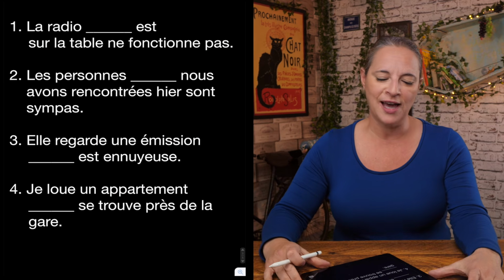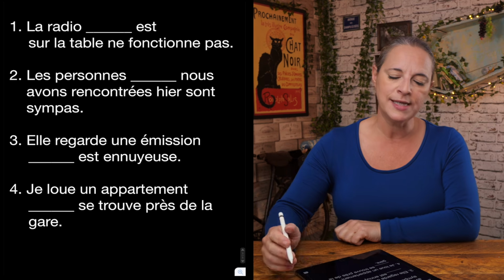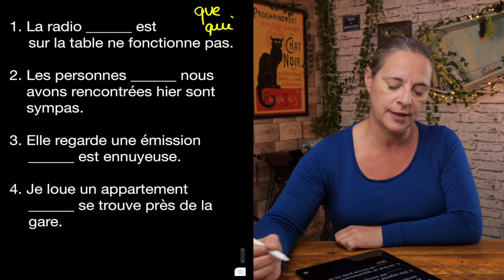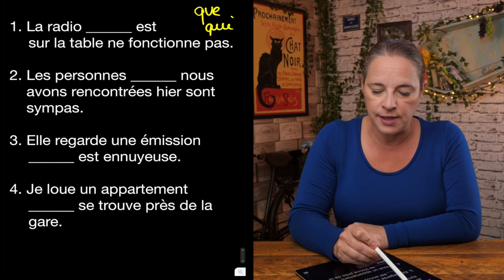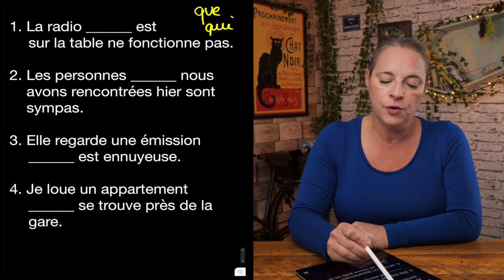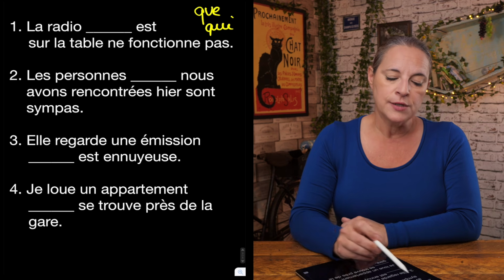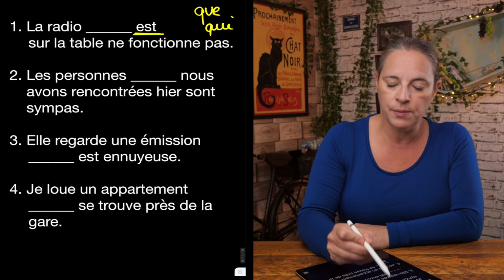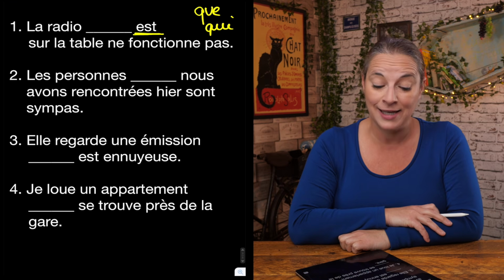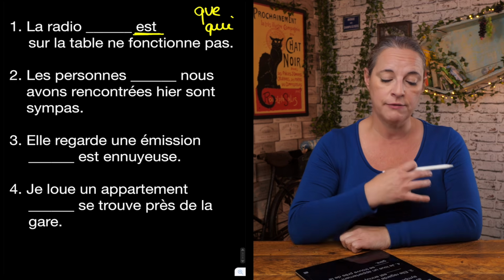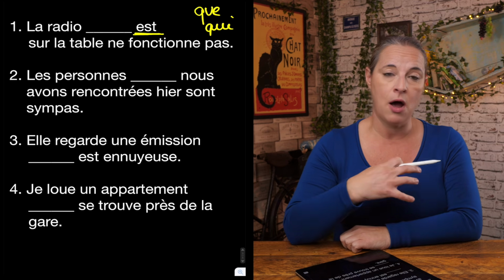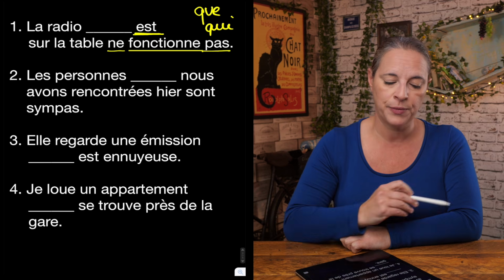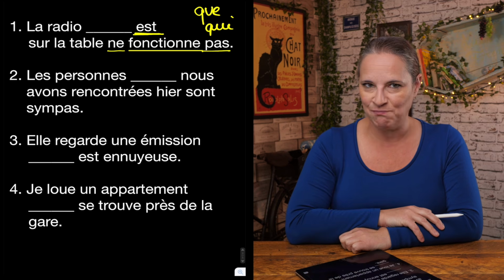Okay, let's start with our exercise. What is this relative pronoun? Which one would you use, que or qui? Have a look at that. La radio, something, est sur la table, ne fonctionne pas. So, what we need to look at is what comes after que or qui. Is this a verb? Is this a noun or a pronoun? Well, here, est means is. So, the radio, which is on the table, does not work. Ne fonctionne pas. Should we say que or should we say qui?